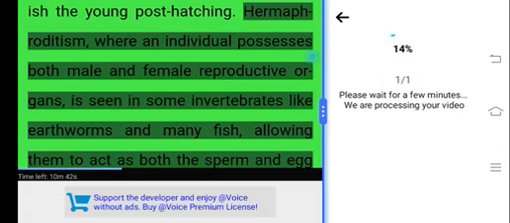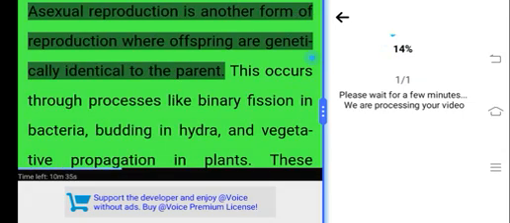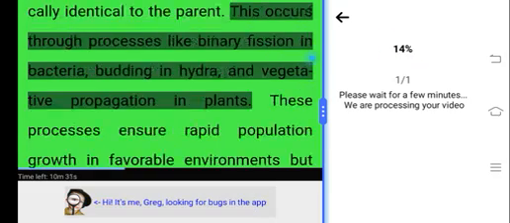Hermaphroditism, where an individual possesses both male and female reproductive organs, is seen in some invertebrates like earthworms and many fish, allowing them to act as both the sperm and egg donor. Asexual reproduction is another form of reproduction where offspring are genetically identical to the parent. This occurs through processes like binary fission in bacteria, budding in hydra, and vegetative propagation in plants.